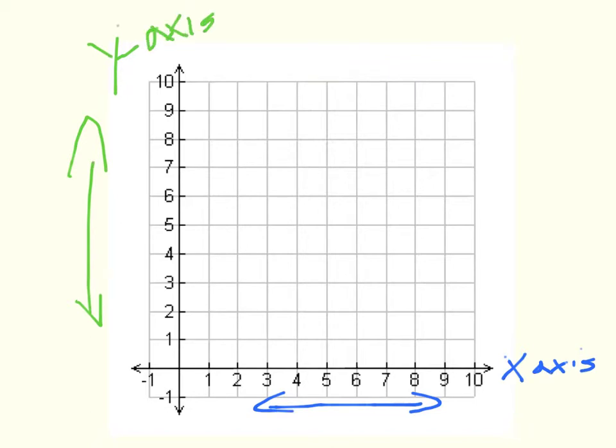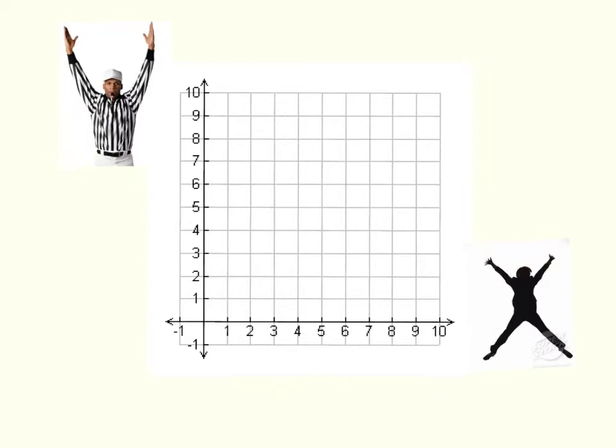X and y. I remember which is which by thinking about a person doing some stretches. If somebody's stretching out from side to side as far as they can, it makes an X. That's the x-axis. And if somebody's stretching up with their hands, like this football referee, it makes a Y. So that's the y-axis going up and down.